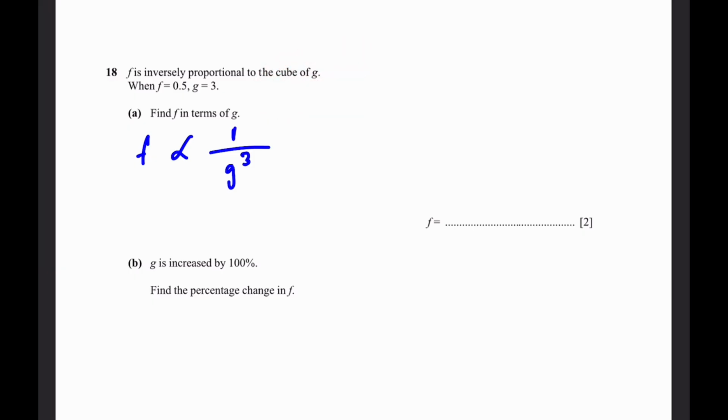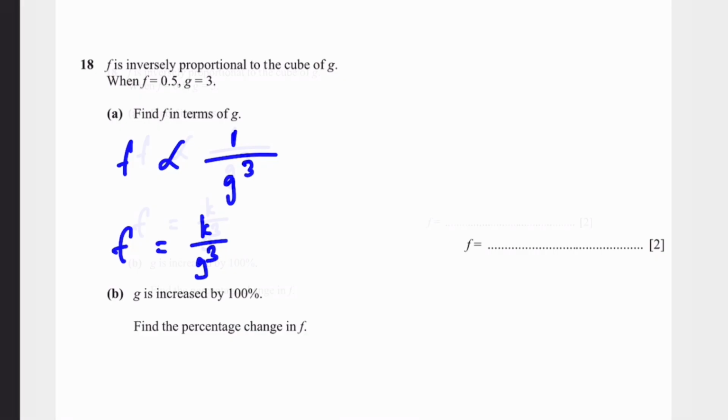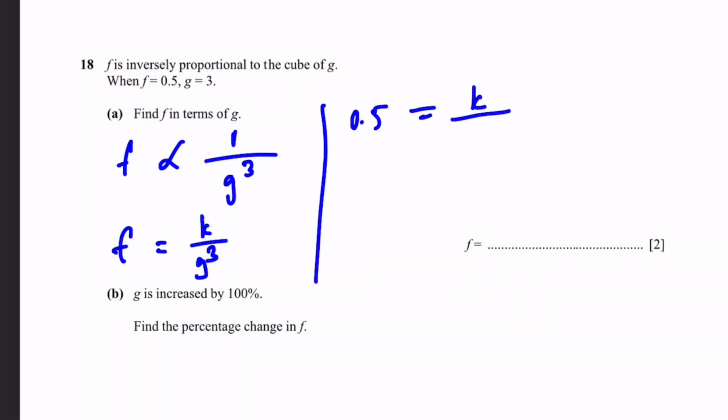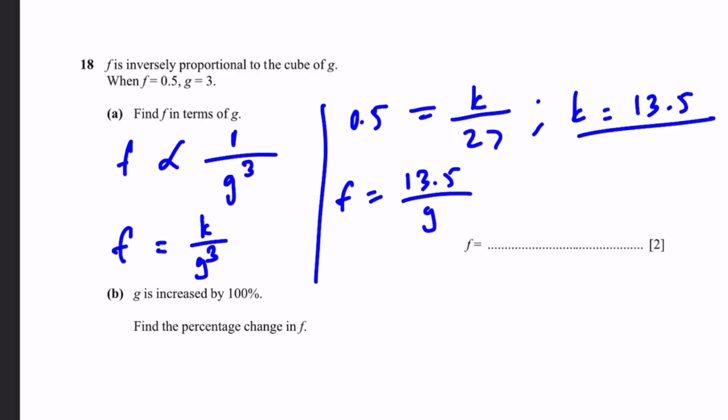But yeah, this is our expression, and now we make f equal to k by g cubed, because that's what proportional means. F and 1 by g cubed are related by a scalar, which is k. So when f is equal to 0.5, g is equal to 3. So 0.5 is equal to k by 3 cubed, which is 27, and k is equal to 13.5. So f is equal to 13.5 by g cubed, which is our answer.